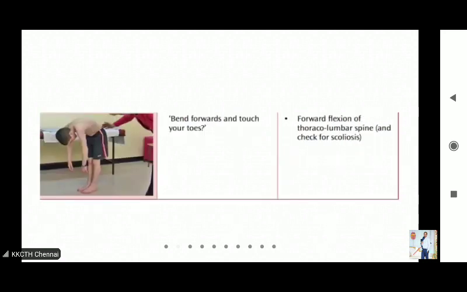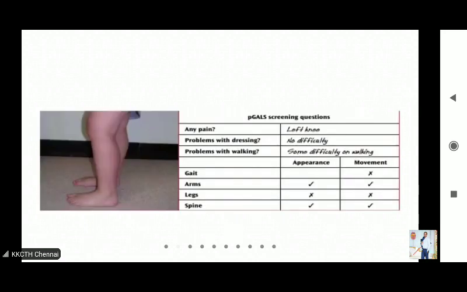Then ask the child to bend forwards and touch the toes, and you're checking the forward flexion of the thoracolumbar spine, and you're also visually checking for any obvious scoliosis.